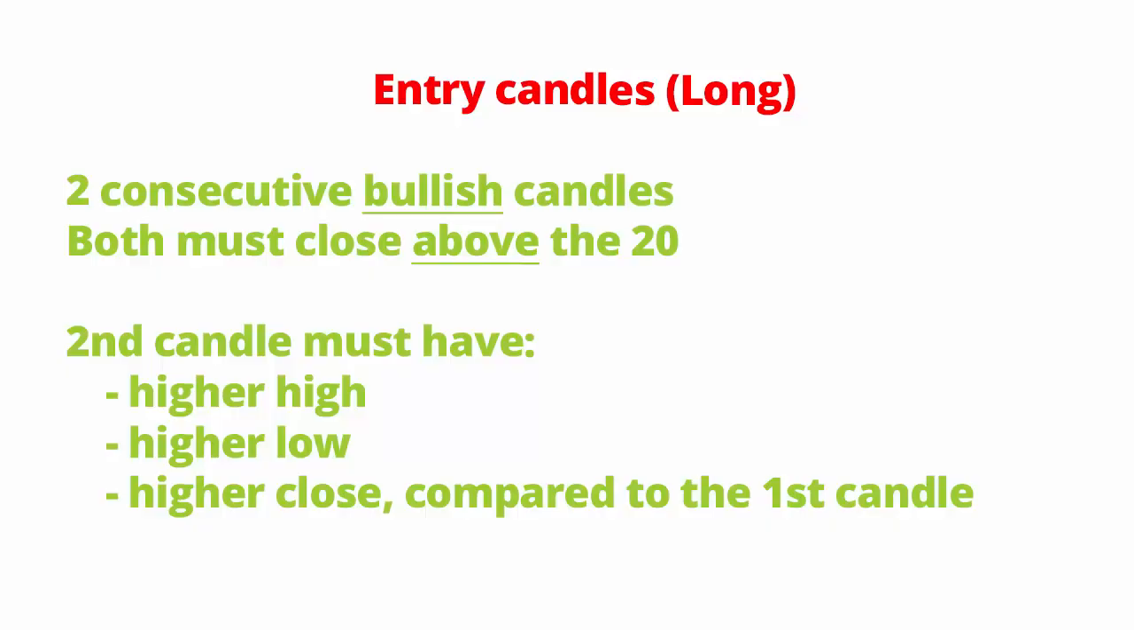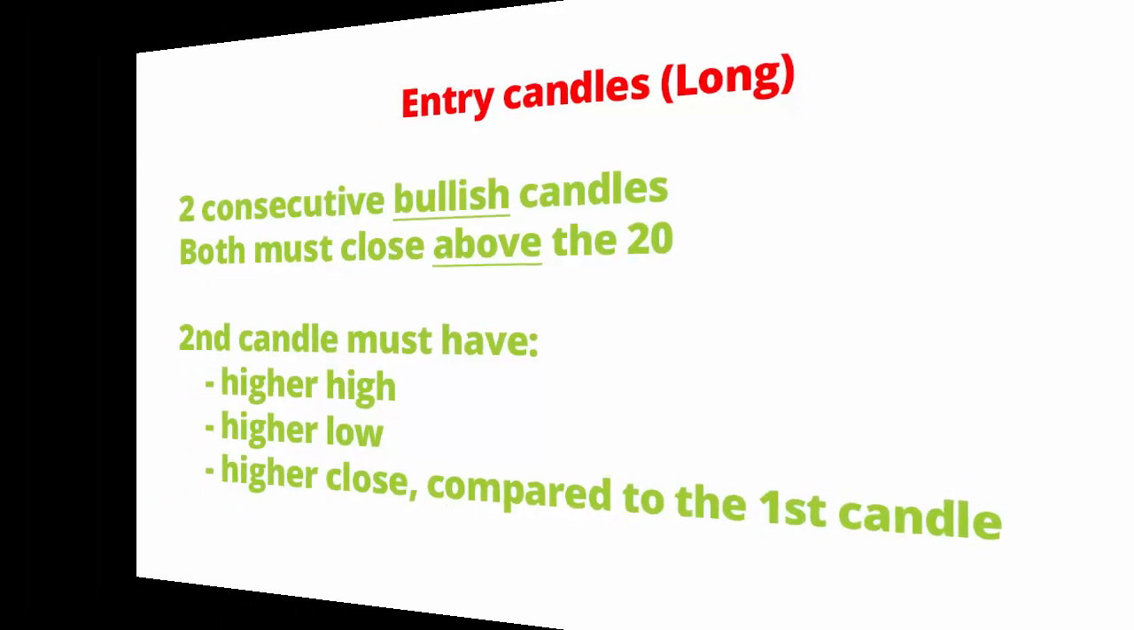Since this is a momentum strategy, I need to see evidence of price pushing in the same direction as the filter before I want to enter a trade. For this, I define a strong move up as 2 consecutive bullish candles, each closing above the 20 simple moving average, and the second candle has a higher high, higher low, and higher close compared to the first candle.